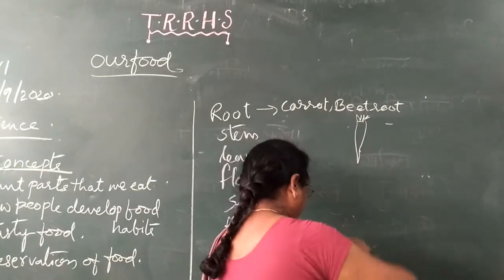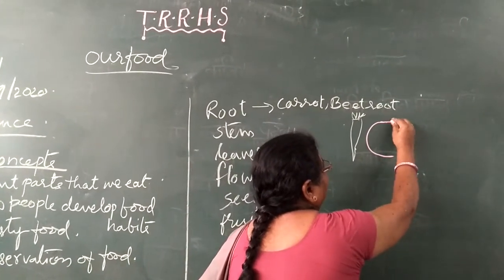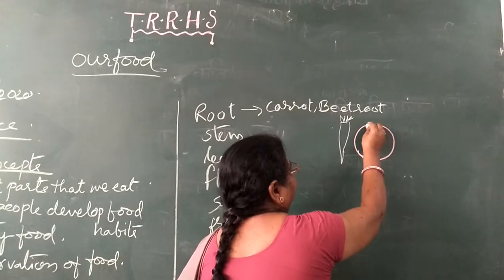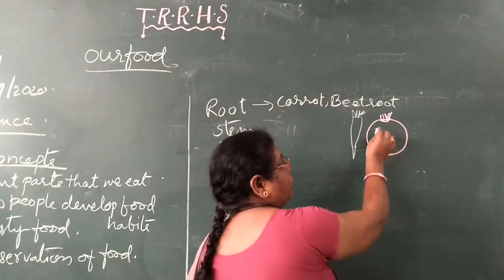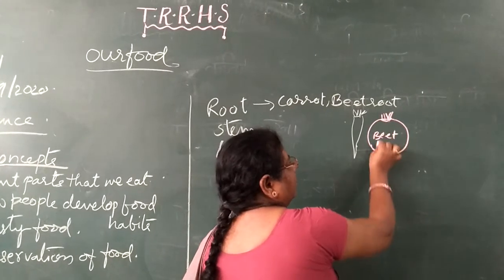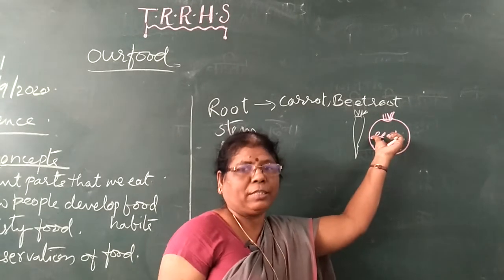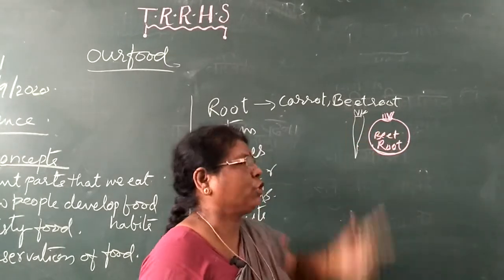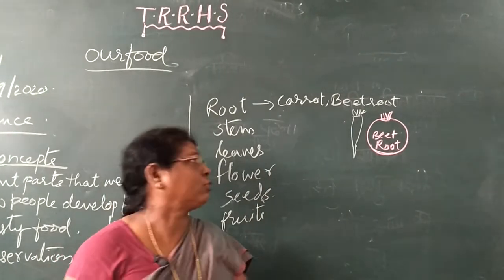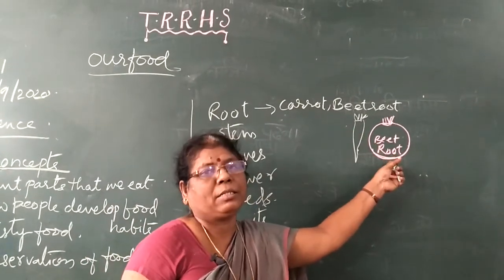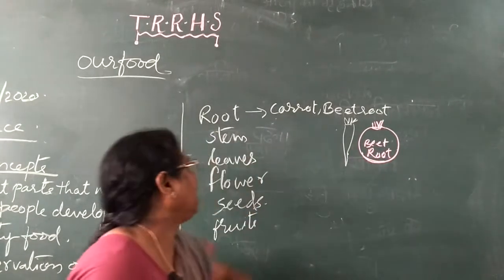Beetroot. This bulged out structure, the extra food is stored in these roots, so the shape will be like this. This is an extra function of the root. The roots store even the food material. So we eat the root also in our diet.